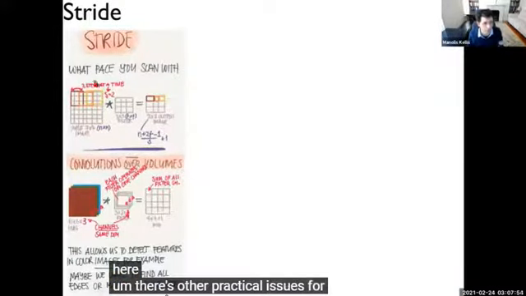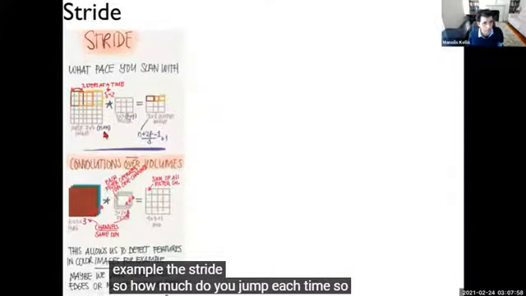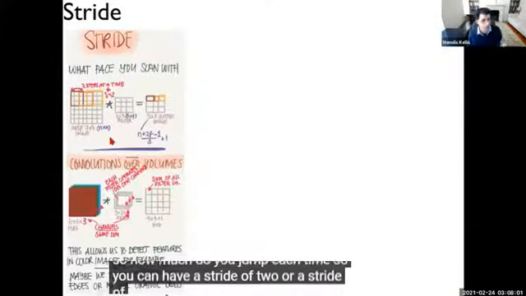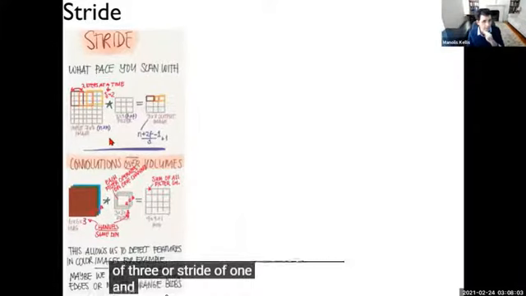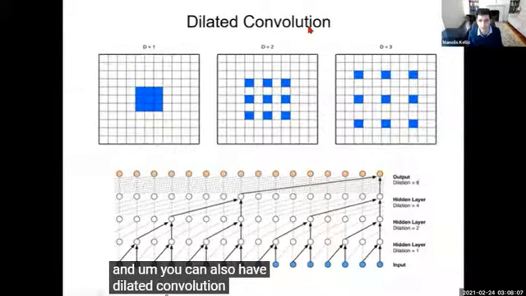There are other practical issues, for example, the stride. So how much do you jump each time? You can have a stride of 2 or a stride of 3 or a stride of 1. And you can also have dilated convolution.